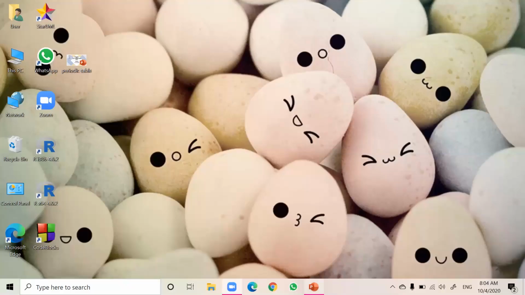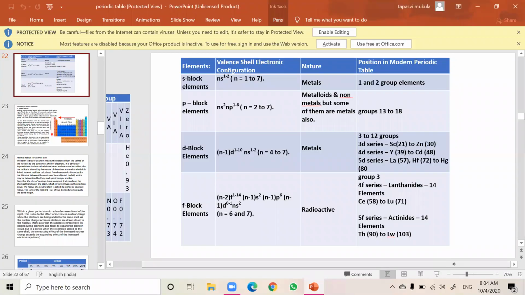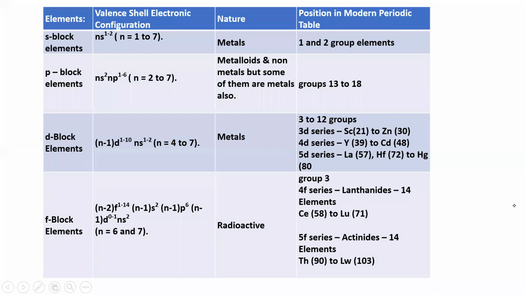So, we are discussing lecture 2 in periodic classification of elements. In lecture 1, we discussed SPDF block elements and how the classification of elements took place, and what the periodic properties are, the modern periodic law and Mendeleev's periodic law, the Lothar Meyer curve, etc. In this class, we are going to discuss more about periodic classification. This table is very, very important. You can just see here.